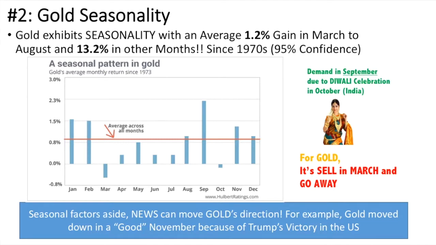So you see the most active months there, which is basically from September all the way to April. These are the most active months for gold, and you can see that gold moves up most in September. This is because of the Diwali festival in India. They like gold. They tend to buy gold at that time. So seasonal factors aside, news can also move gold's direction. But just look at these seasonal factors. It should give you a very good way to determine when to buy gold.